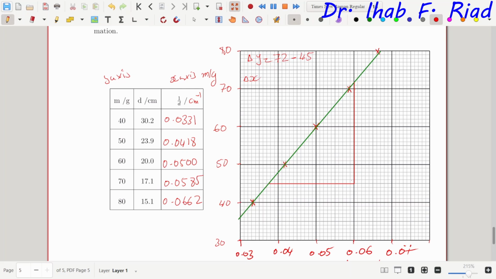Okay. What about the x? It is 0.06 and 0.035, 36, 37, 0.037. Okay. So delta y is 27. This one is 0.06 minus 0.037. It is equal to 0.023.